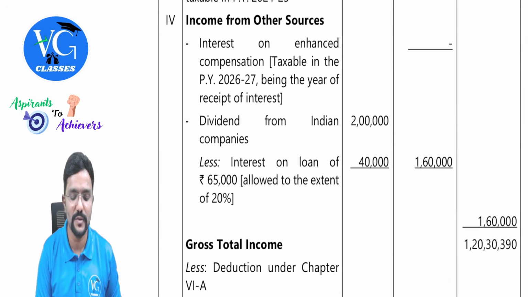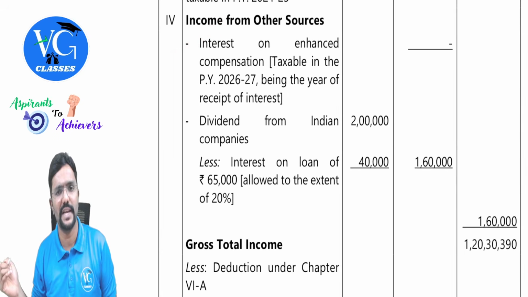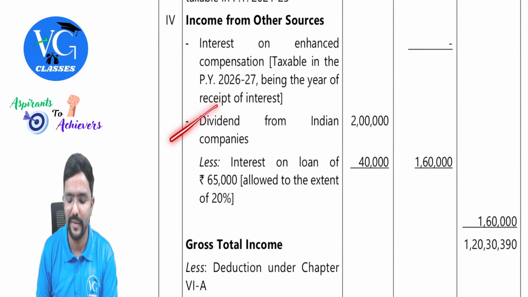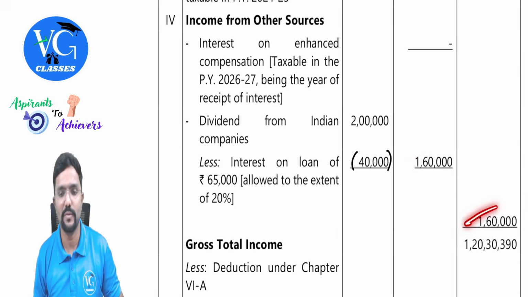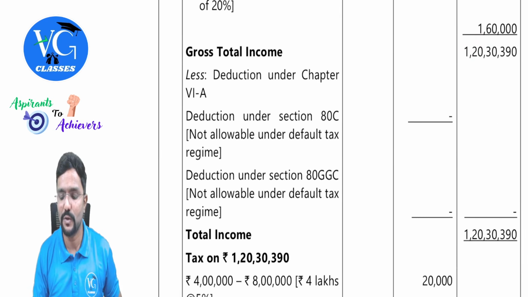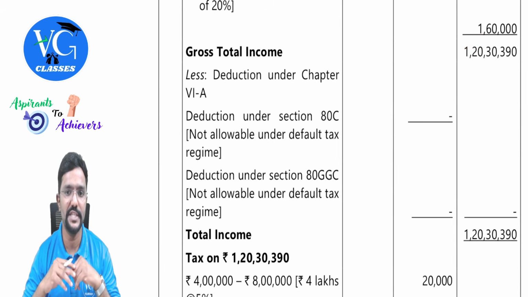Then income from other sources, interest is not taxable. It will be taxable in the next year on receipt basis. Then dividend from an Indian company 2 lakh and interest maximum 40,000. This calculation I have already shown. So remaining is 160. Take 160 to the outer column. So gross total income is 1 crore 20 lakh 30,390.